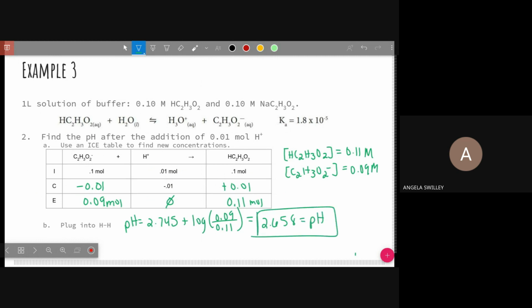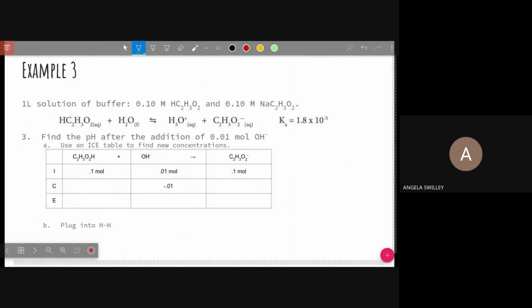Which should make sense because at the half point equivalence, we had 2.745. If we add a little bit of acid to it, it's going to change just slightly, not a lot, but slightly. And it's going to decrease since acid was added to it. Now, what happens if you add an OH or add a base to this? If you want to pause and try it on your own and then resume, feel free to do so.